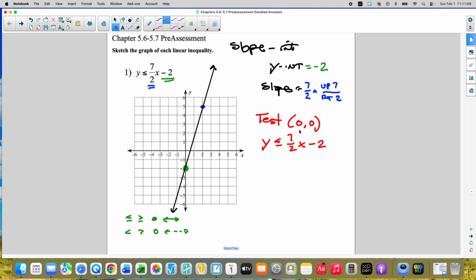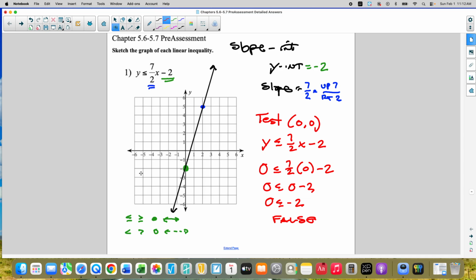And for the y value, I'm going to take the y value of this test point, and I'm going to take the x value for that test point, and I'm going to simplify. And we're going to look to see, is this statement true or false? If it's true, then it's a solution. If it's false, then it's not a solution. Is 0 less than or equal to -2? That is a false statement. So this point 0, 0 is not a solution.